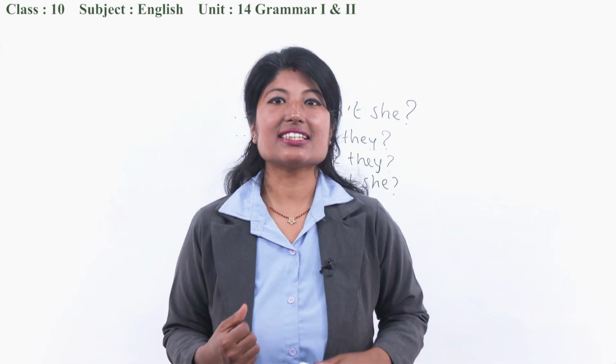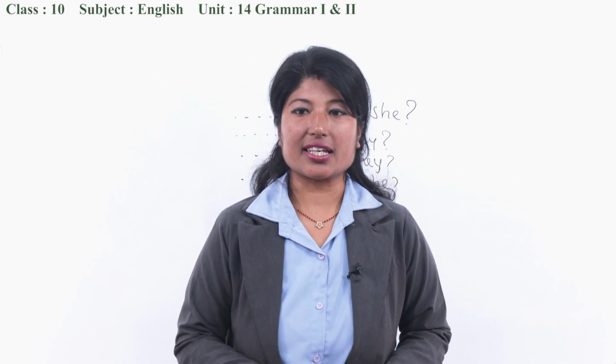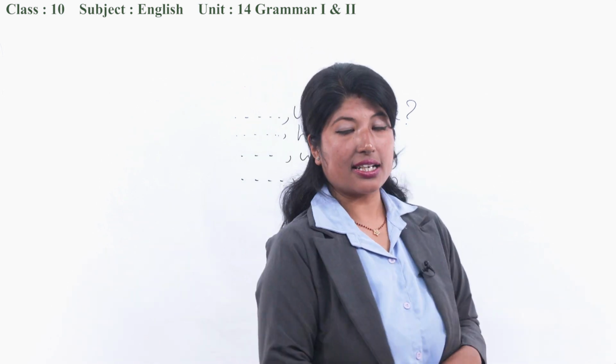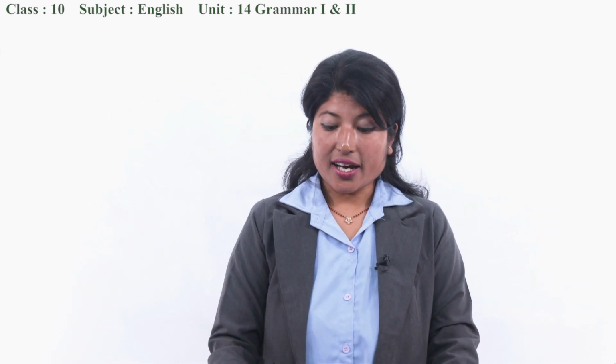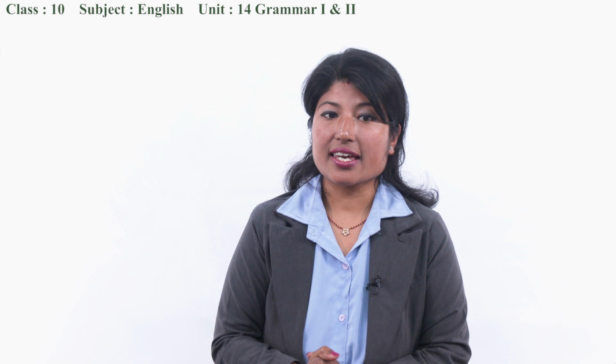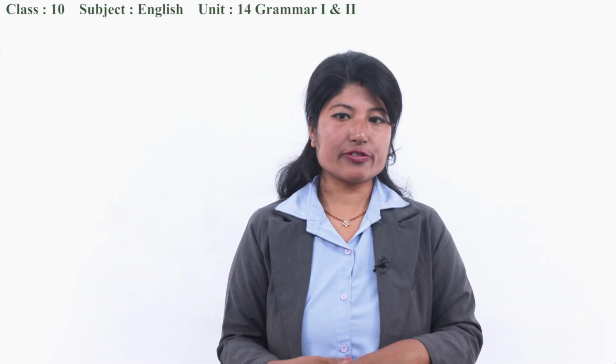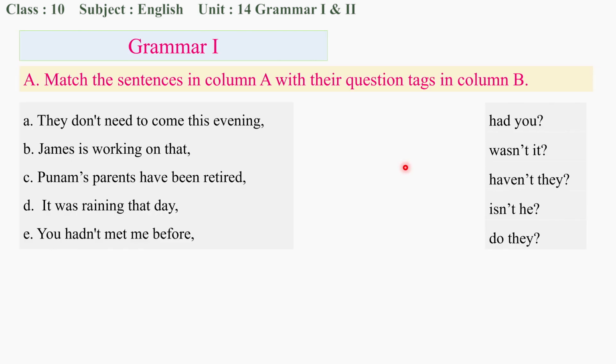So let's get into grammar I. What grammar I exercise is there? Let's go through it. Grammar I, exercise A: match the following. We have many options on our column A and column B sides. In column A, there are statements, and in column B, we have short questions as we discussed. What are they? Yes, tag questions that come at the end of the statement, right?